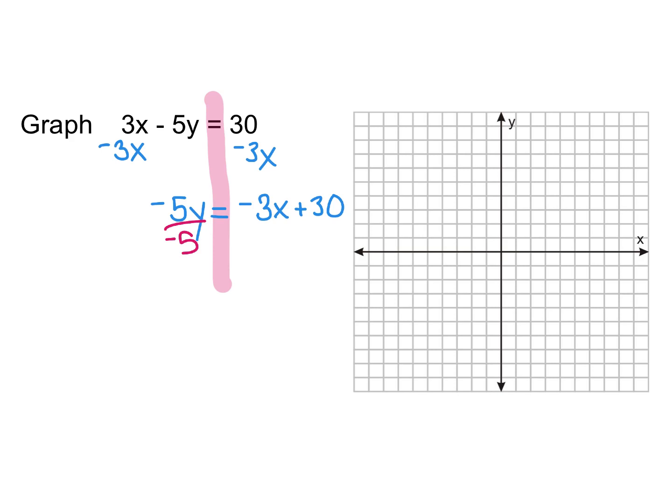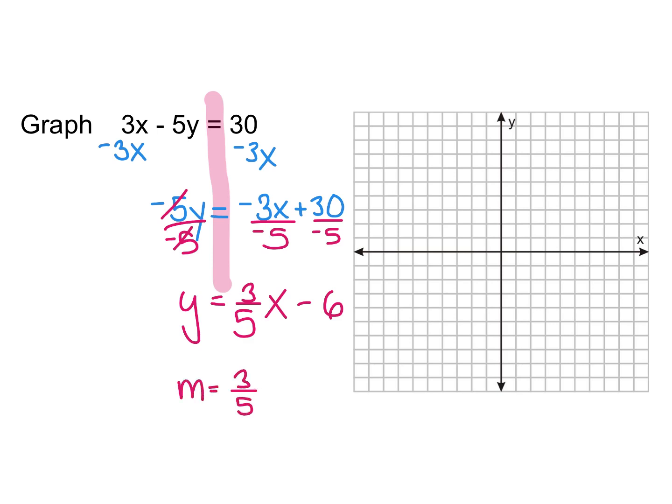I need to be sure I divide this entire side by negative 5. But what some students prefer to do is to divide each value by negative 5, which produces y equals positive 3/5, because a negative divided by a negative is a positive, x minus 6. Now I know my slope is a positive 3/5, meaning up and to the right, and my b value is negative 6. So I begin by plotting my b value of negative 6, and I count up 3, right 5, or down 3 and left 5. Connect. And that represents all the solutions to this equation.